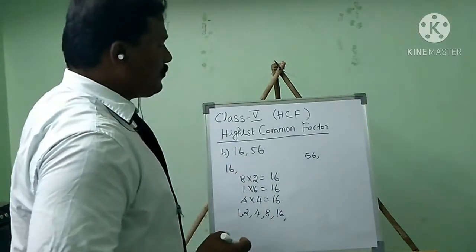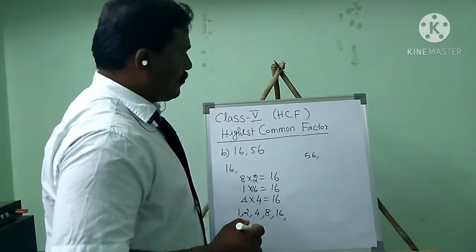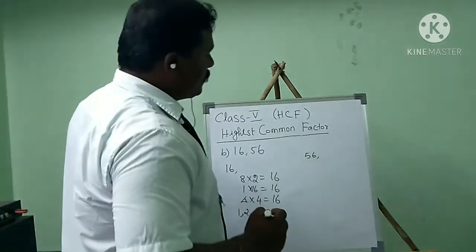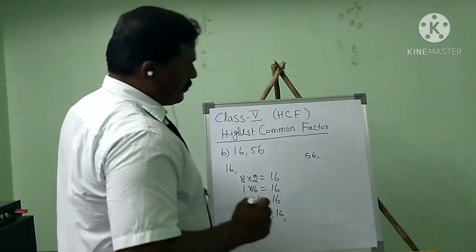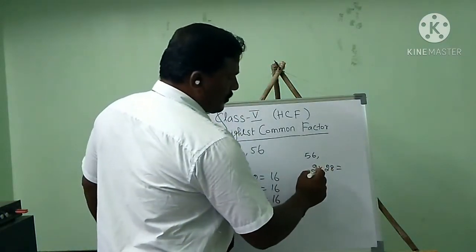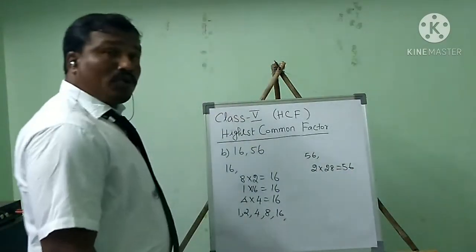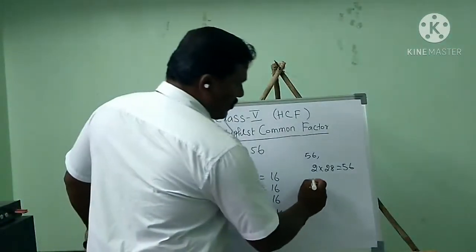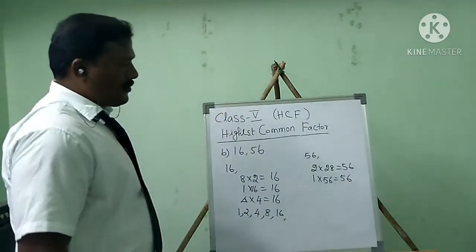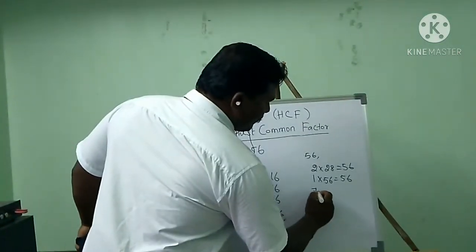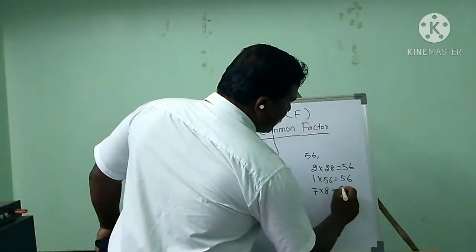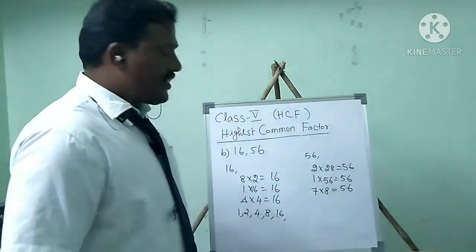2 times 28 is equal to 56. 1 times 56 is equal to 56. 7 eights are 56.